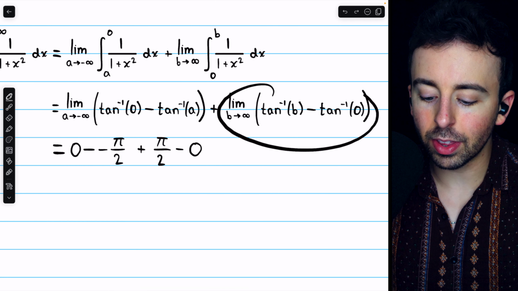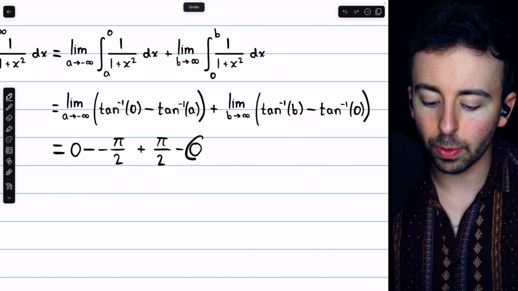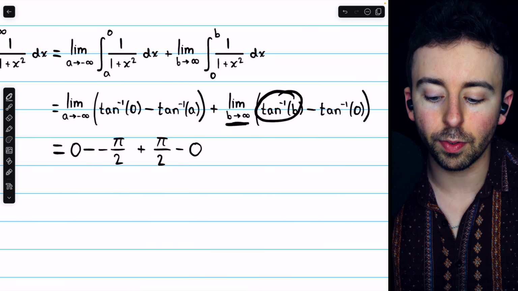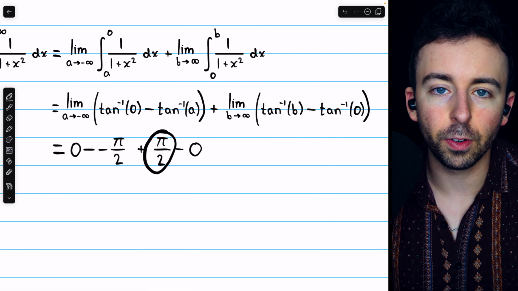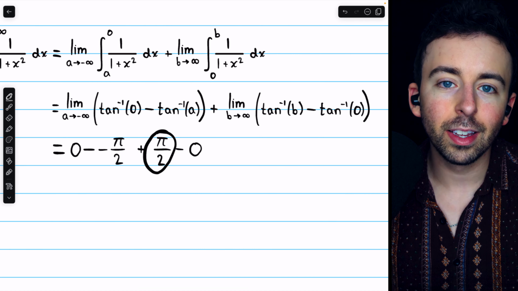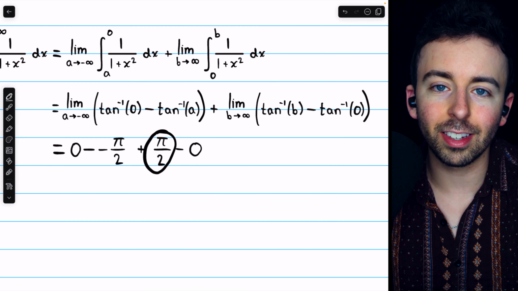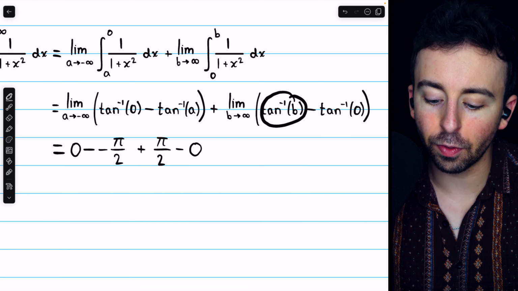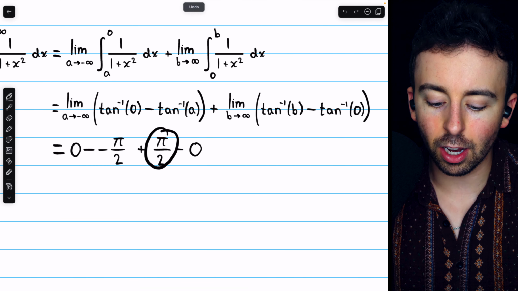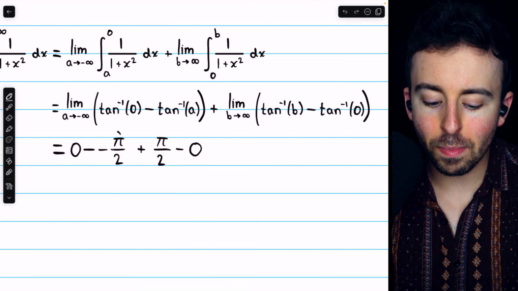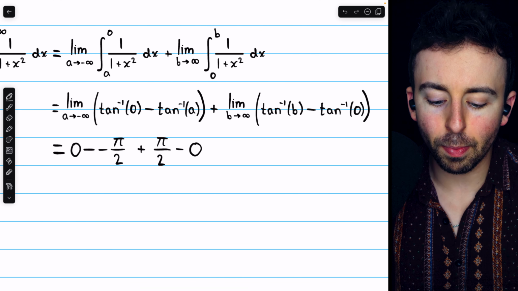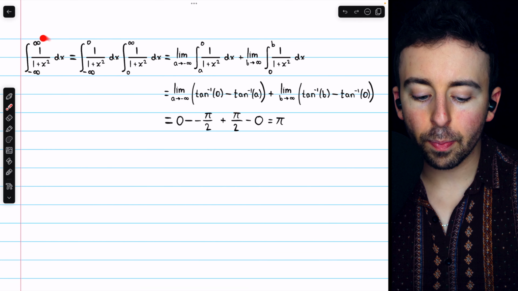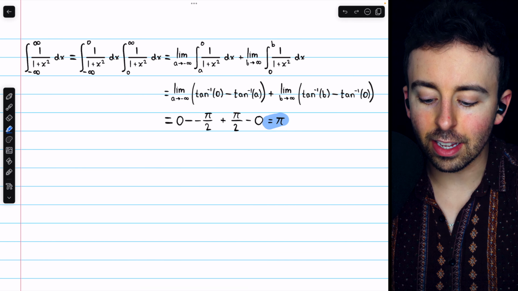And then a similar thing with this limit over here. Arctan of 0 is 0, and the limit of arctan b as b goes to positive infinity is positive pi over 2. As x approaches pi over 2, sine is approaching 1, cosine is approaching 0, so that's what makes tangent go to infinity. So the limit of arctan of b as b goes to infinity is going to be pi over 2. Of course, this ends up being a positive pi over 2 and another positive pi over 2. So 2 pi over 2, or just pi. So this improper integral does exist, and it's equal to pi.